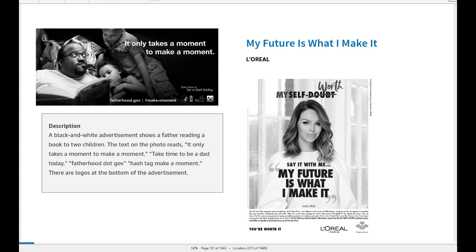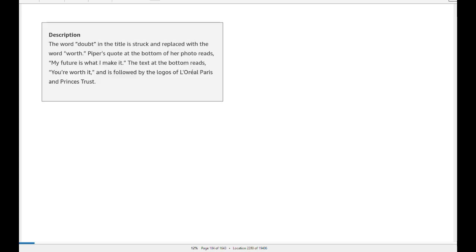My Future is What I Make It by L'Oreal. The word doubt in the title is struck and replaced with the word worth. Piper's quote at the bottom of her photo reads, "My future is what I make it." The text at the bottom reads, "You're worth it," and is followed by the logos of L'Oreal Paris and Prince's Trust.